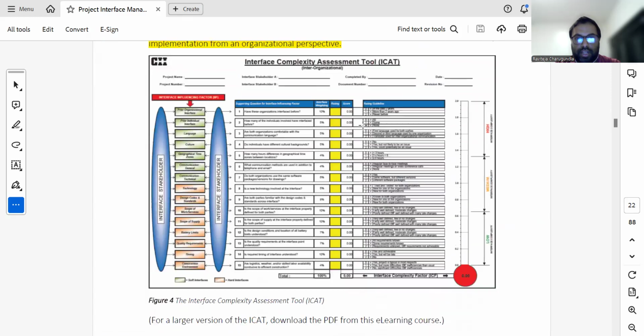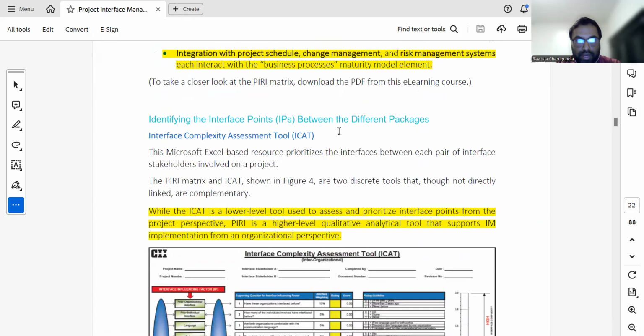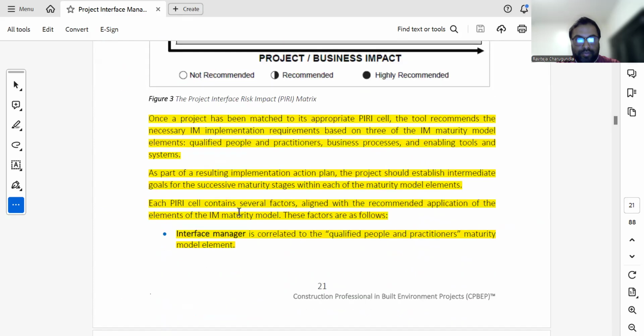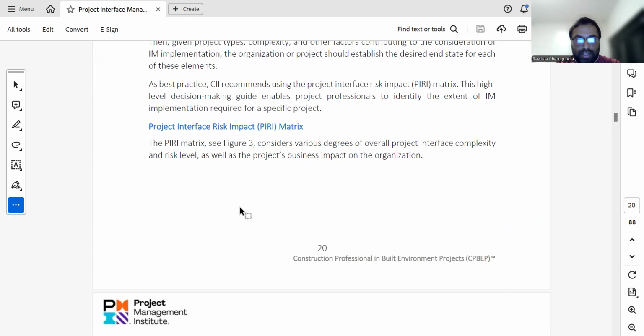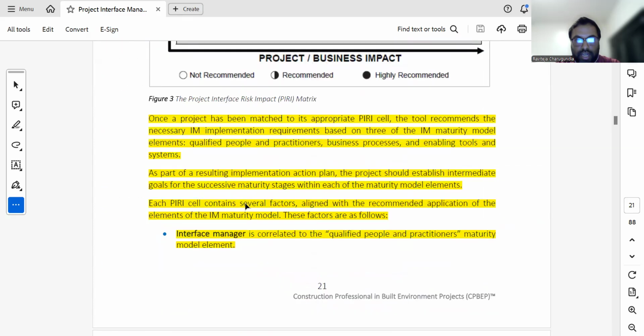If you go into the ICAT matrix, the ICAT matrix is used as a lower-level tool to assess and prioritize the interface points from the project perspective. And the project interface risk impact matrix, PRI, is used at a high level.